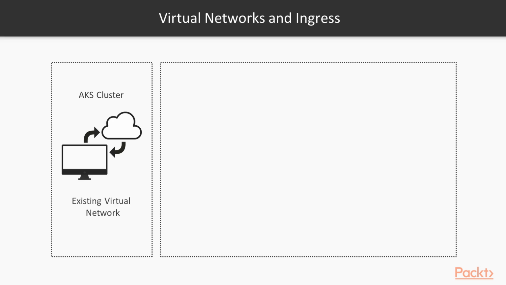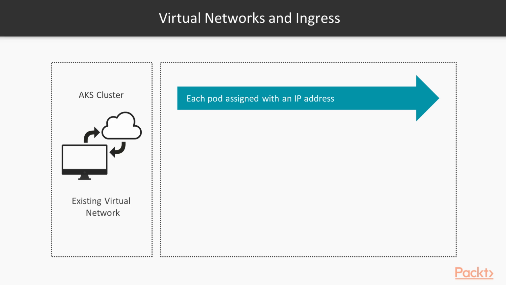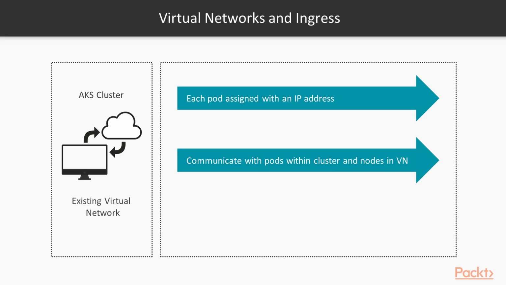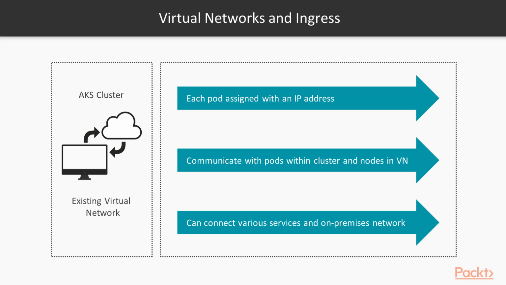An AKS cluster can be deployed into an existing virtual network. In this configuration, every pod in the cluster is assigned an IP address in the virtual network and can directly communicate with other pods in the cluster and other nodes in the virtual network. Pods can also connect to other services in a peered virtual network and to on-premises networks over ExpressRoute or site-to-site VPN connections.